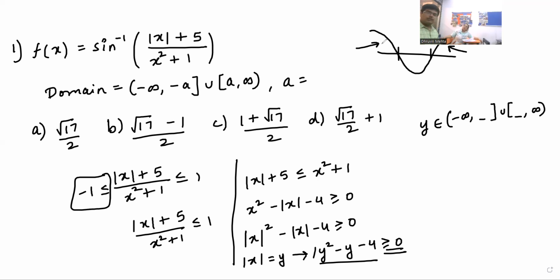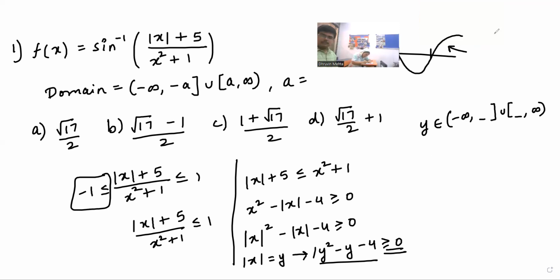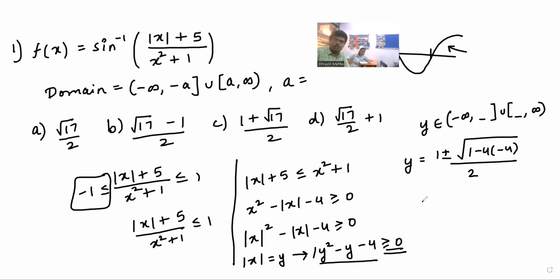Not everyone knows this already. That wavy curve is always plus minus plus. So go for the formula method and tell me what is the value. 1 plus minus root of 1 minus 4 into minus 4, upon 2. So it's 1 plus minus root 17 upon 2.